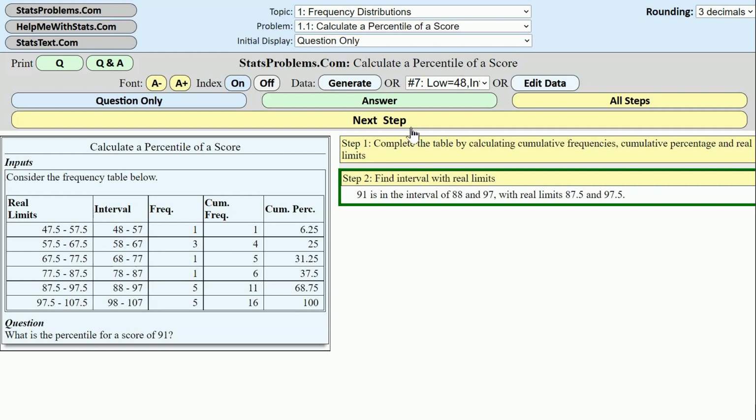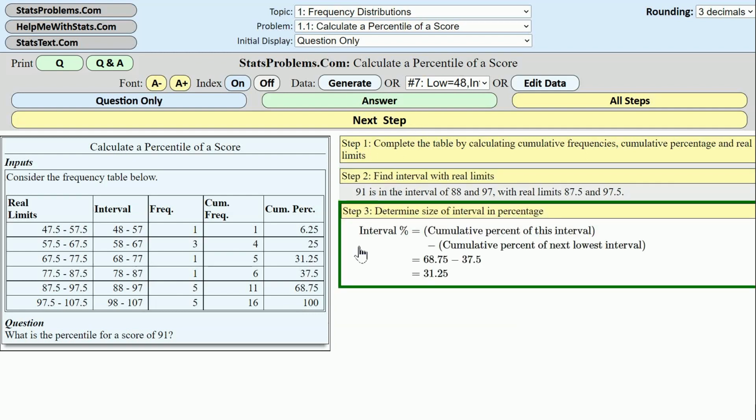In Step 3, we determine the size of our interval in percentage. The interval percentage is the cumulative percentage of this interval, 68.75%, minus the cumulative percentage of the next lowest interval, 37.5%. This works out to 68.75 minus 37.5, which is 31.25.